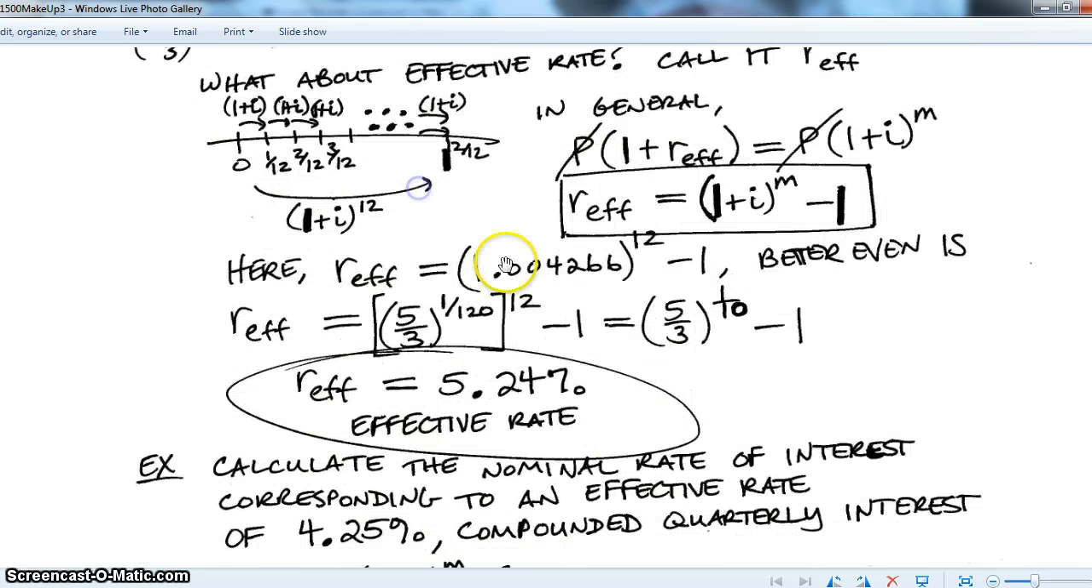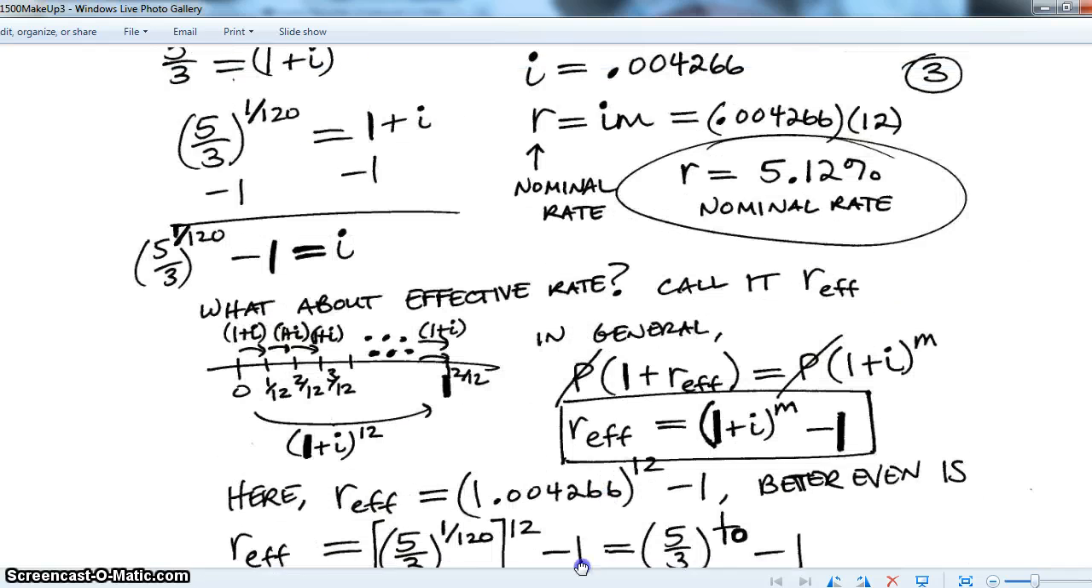If you plug that in here, you raise that to the 12th. Then 1 over 1/20th to the 12th is the 10th root, fractional exponents. You multiply the exponents, power to a power. So it's 5/3 to the 1/10th minus 1. And if you compute what that is to the nearest hundredth of a percent, it's 5.24% effective rate.